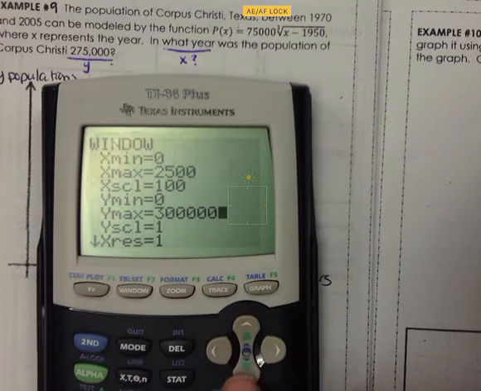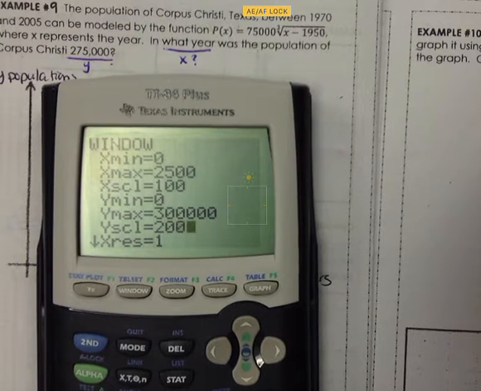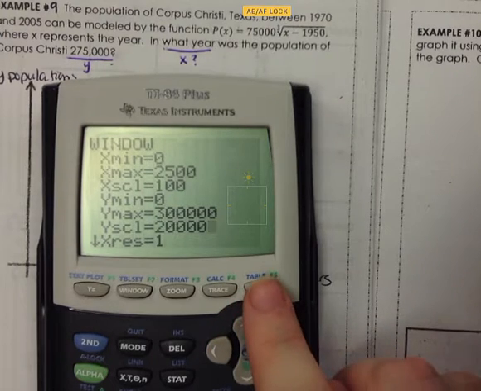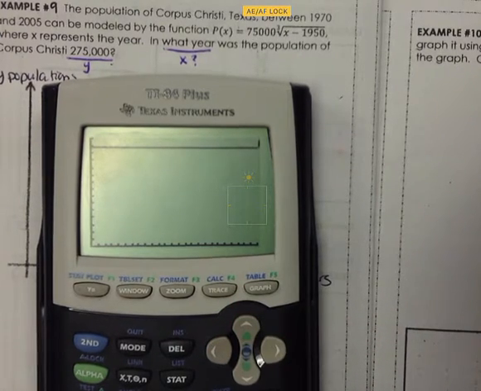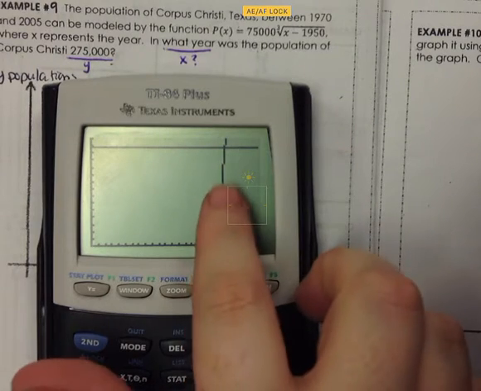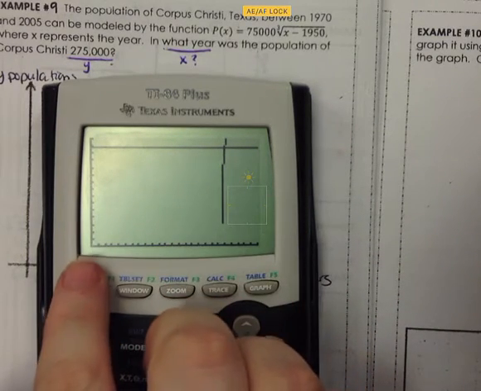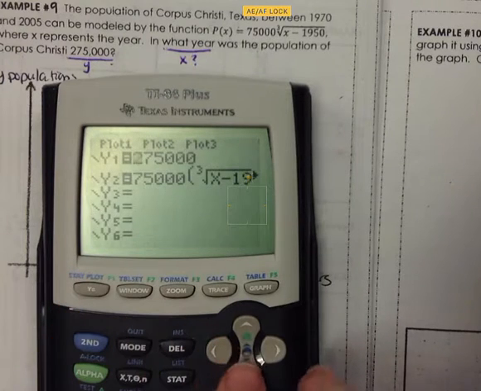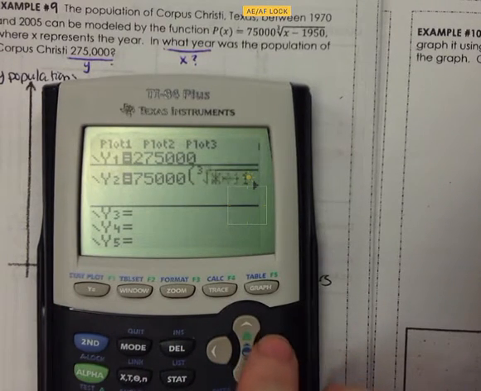Now again, I don't want to count by ones. If we count by 1,000, we still have 300 tick marks. Maybe if we counted by like 20,000, that might be better. So 20,000. And then when we press graph, we'll be able to see something. So here's our 275,000. That's the population we want. And then there's our 75,000 cube root of x minus 1950.